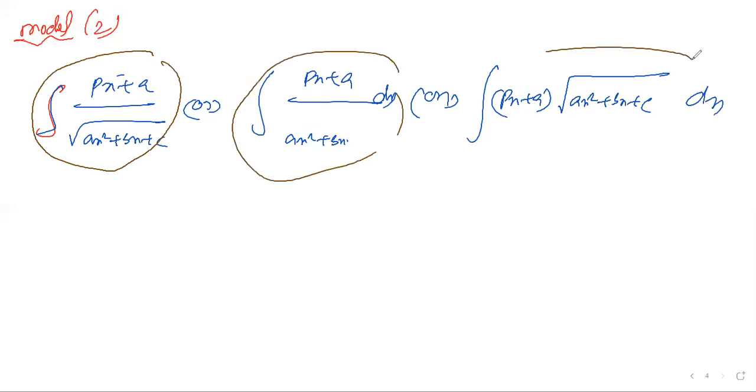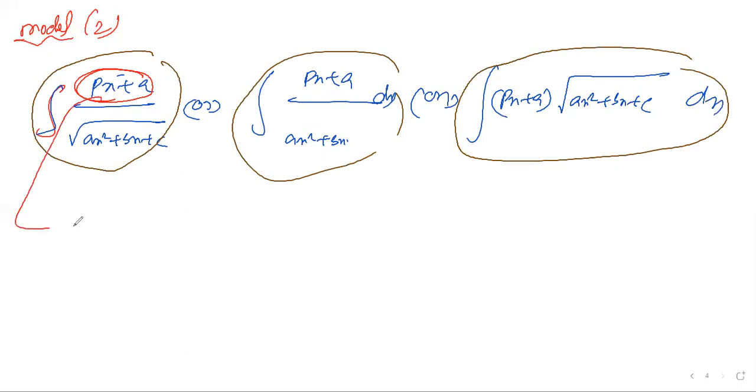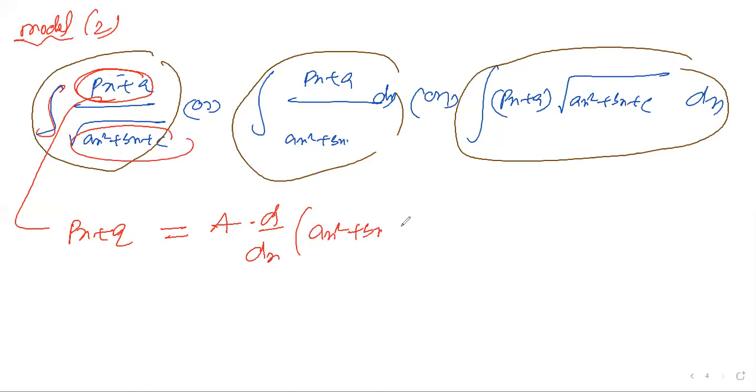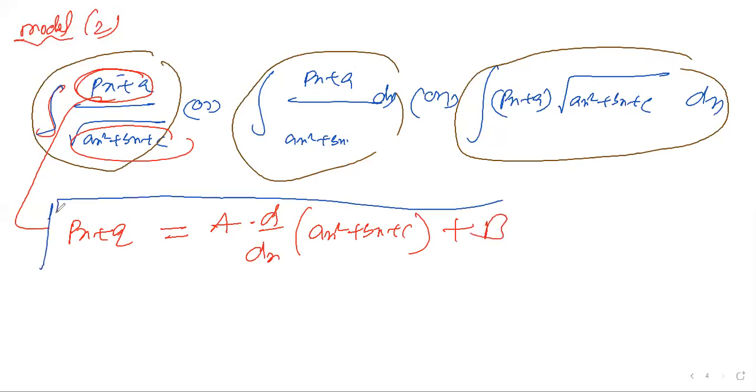How you need to proceed: the denominator part, the numerator is there, right? Instead of px plus q, you need to replace px plus q by a into d by dx of your denominator, ax square plus bx plus c, plus b. This is the value you need to replace it with. Like this you need to write.